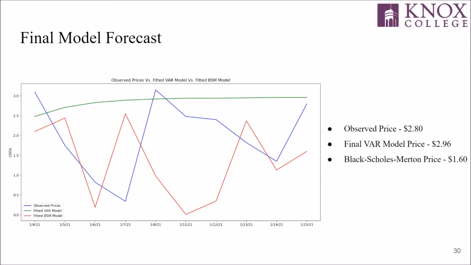Whereas if we look here, the observed price was $2.80, signified by the blue line. Our final model forecasted it to be $2.96, whereas the Black-Scholes-Merton model forecasted it to be $1.60. So we can see that our model did a significantly better job forecasting over a 10-day time horizon than the Black-Scholes-Merton model.